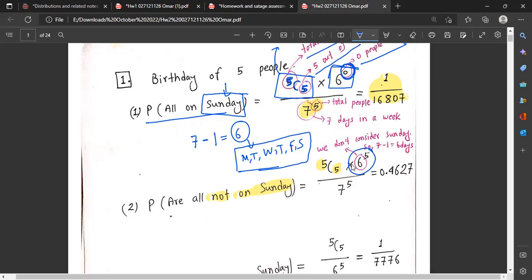Because here if it is not Sunday, we have 6 days, and then 6 to the power 5, because we are considering 5 people. And then here 7 to the power 5, this is the total probability, because 7 days in a week, and we are considering 5 people's birthday. So the answer will be 0.4627. So I have written here, we don't consider Sunday, so 7 minus 1, that is 6 days.